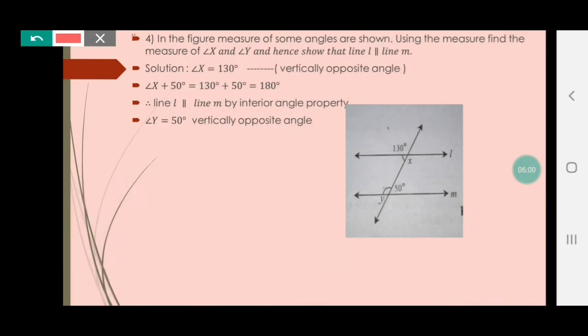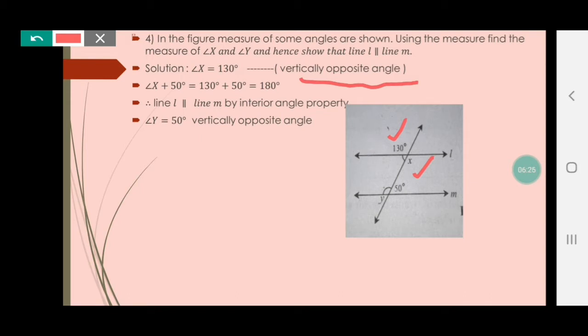Fourth one: in the figure, measures of some angles are shown. Using the measures, find the measure of angle X and angle Y, and hence show that line L is parallel to line M. Now in the solution, this angle X is equal to 130 degrees. Why are they equal? Because they are vertically opposite angles.